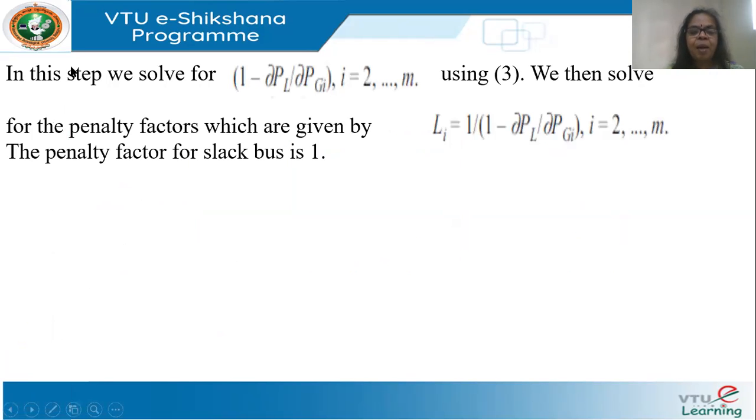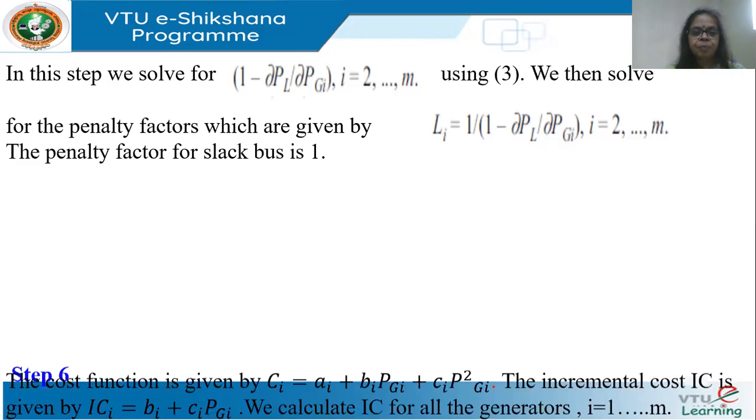So in this step, you solve for this term, 1 minus dou pl by dou pgi, and you get the entire vector. So you solve for everything in one shot, and then the reciprocal of this gives you the penalty factor at all the buses. Okay, and we assume the penalty factor of the slack bus to be equal to 1. Right? So this is what we do in step 5. And that's the reason why we derived all those terms.